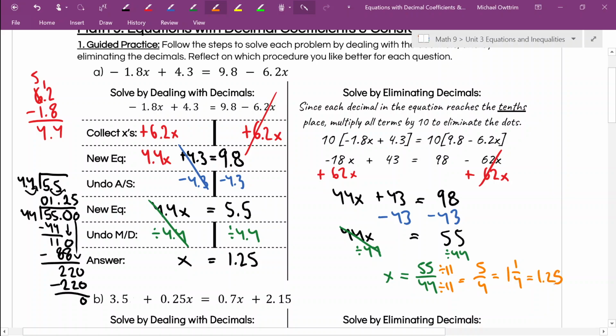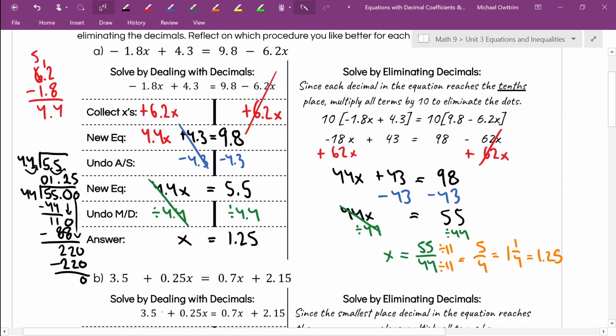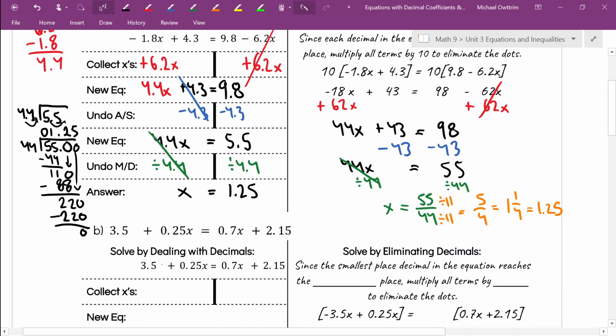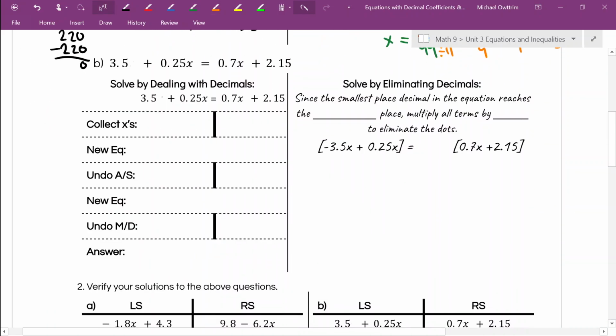So depending on your brain, you may find that right side or that left side, dealing with the decimals or eliminating the decimals, easier for yourself. But obviously, both of them get to our same answer of 1.25, and we'll verify that a little bit later on. In question B, same type of deal. So we're going to start by doing our decimal work first, and then we'll think about how to eliminate those decimals.